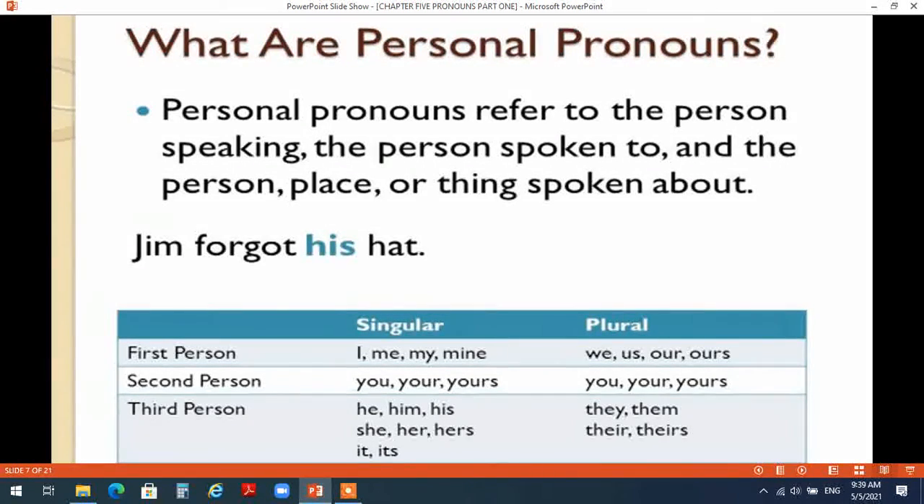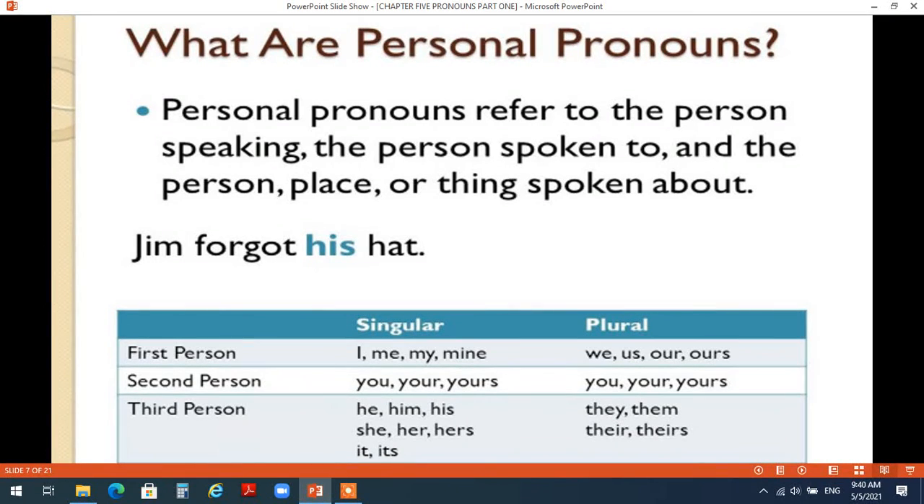For example, Jim forgot his hat. As you see here, the pronoun his is used to refer to Jim. Now, there are in fact three different types of personal pronouns depending on the person. If we are referring to the first person إلى المتكلم، ففي هذه الحالة لدينا صيغتين. إما أن يكون في صيغة المفرد، في هذه الحالة لدينا الضمائر I, me, my, mine.